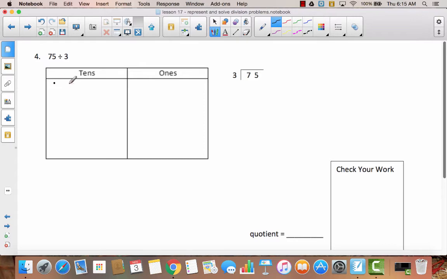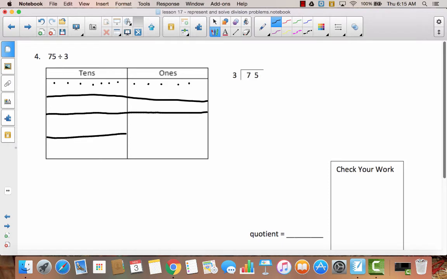So I've got 1, 2, 3, 4, 5, 6, 7, 7 tens, and 5 ones. It's very important that you double check to make sure you get this correct, because if you put the wrong number here, you're going to end up with the wrong answer. So I have 1, 2, 3, 4, 5, 6, 7, that's 70, 71, 72, 73, 74, 75. All right, and I'm dividing by 3. So I'm going to go ahead and divide this place value chart into 3 groups. So I have 1, 2, 3.